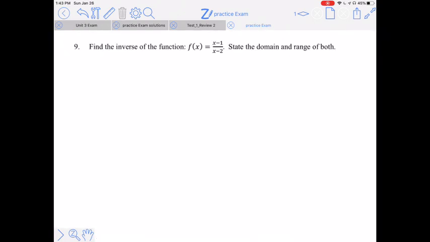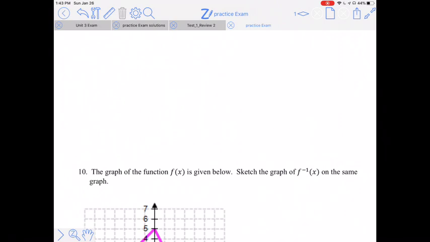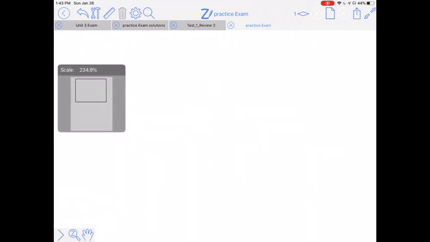Okay, question 9, this is from section 2.8. 2.8 introduced us to one-to-one functions. Remember, a function that is one-to-one means that its inverse is also a function. In order to determine if a function is one-to-one, you look at its graph and if it passes the horizontal line test, then it is one-to-one. We talked about how to find the inverse of a function here, which is what question 9 is asking about. In question 10, which we'll get to in a second, this is graphing the inverse of a function.